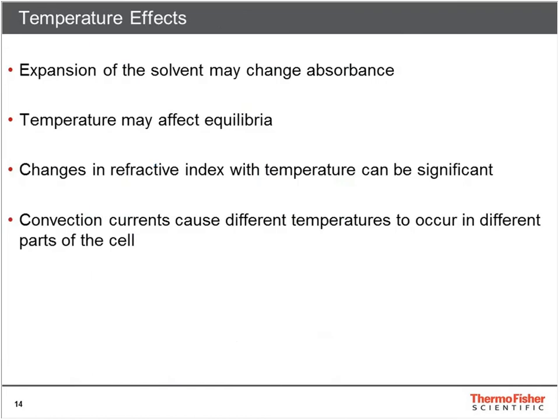There are also temperature effects. Expansion of the solvent may be sufficient to change apparent absorbance and thereby the accuracy of the quantitative results. Temperature may affect equilibria, which can be either chemical or physical, determination of nucleic acids, for example. For organic solvents, change in refractive index with temperature can be significant. Convection currents cause different temperatures to occur in different parts of the cell. The resulting Schlieren effect can change the apparent absorbance. Schlieren effect is what you see when you look at a candle and the background is sort of wavy. To control these problems, you should have as stable a temperature as possible.